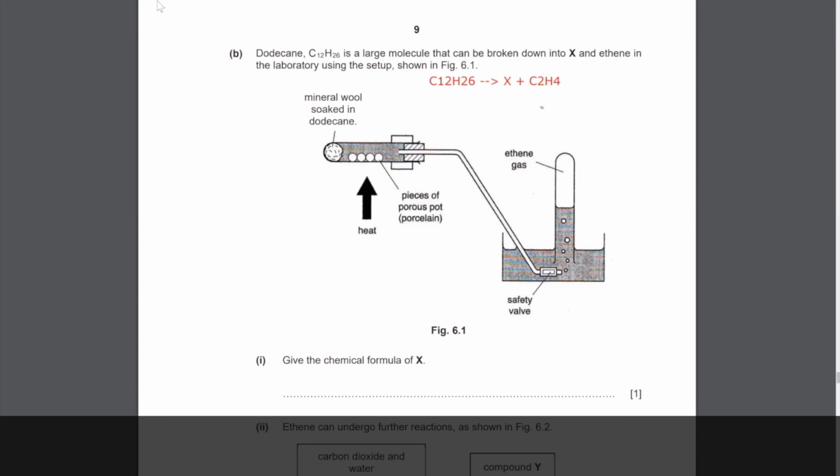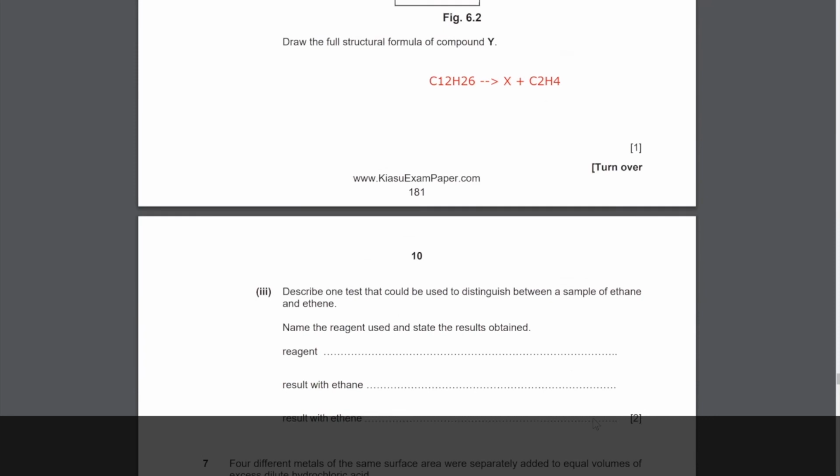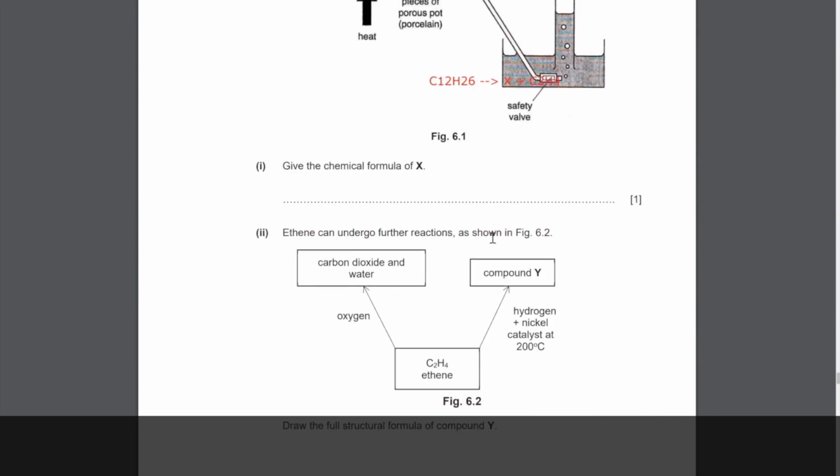Okay, then the last part here? Is this the last part? No, this is not the last part. So you have ethene going through a reaction. Ethene plus nickel catalyst, they get compound Y. This one is a hydrogenation process. So the outcome is you get more hydrogen in the ethene, so it becomes ethane. So Y is ethane. Then they ask you to draw the structural formula.